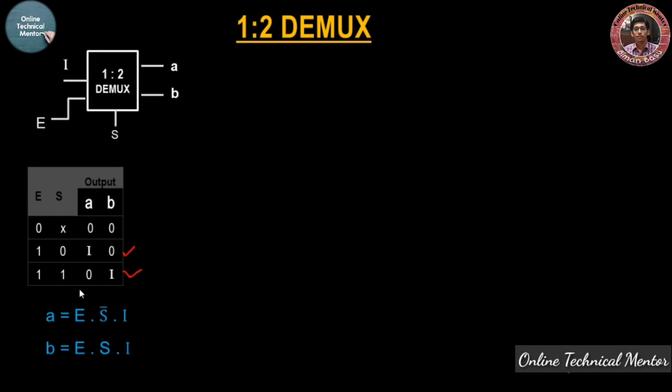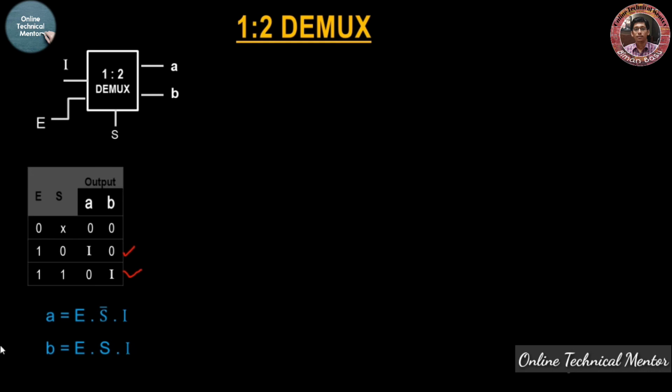Look at the A column first. In the A column we are getting input I. At this time enable is high and S is 0. That's why I have written A equal to E is high, and since S is 0, write S complement along with I. In the last row we are getting I input in the B column. In this situation, E is 1 and S is 1. So just write simply E and S. Since they are occurring at the same time, they are connected with an AND operation.